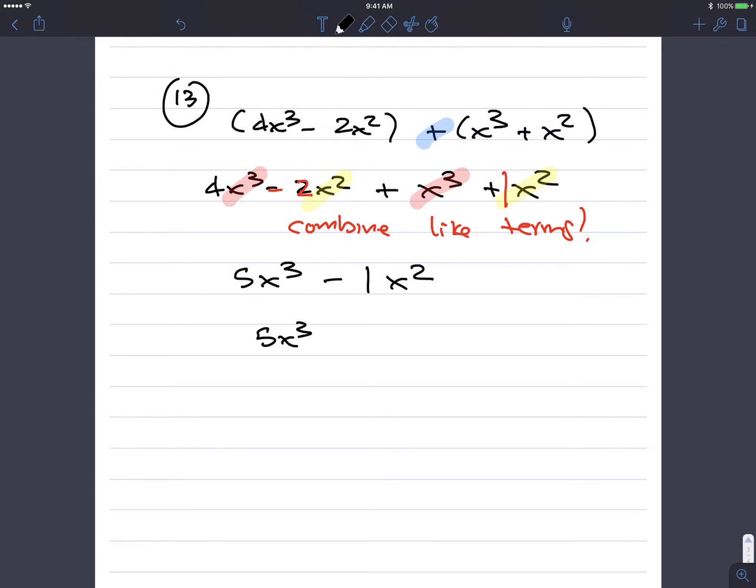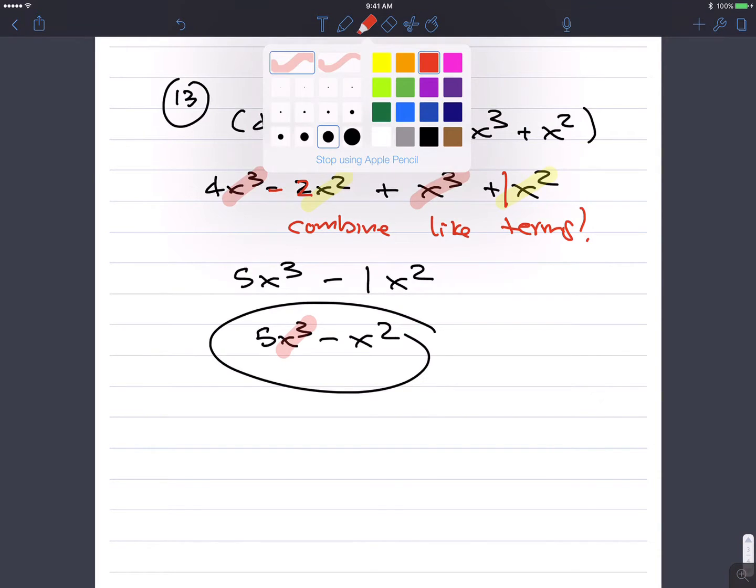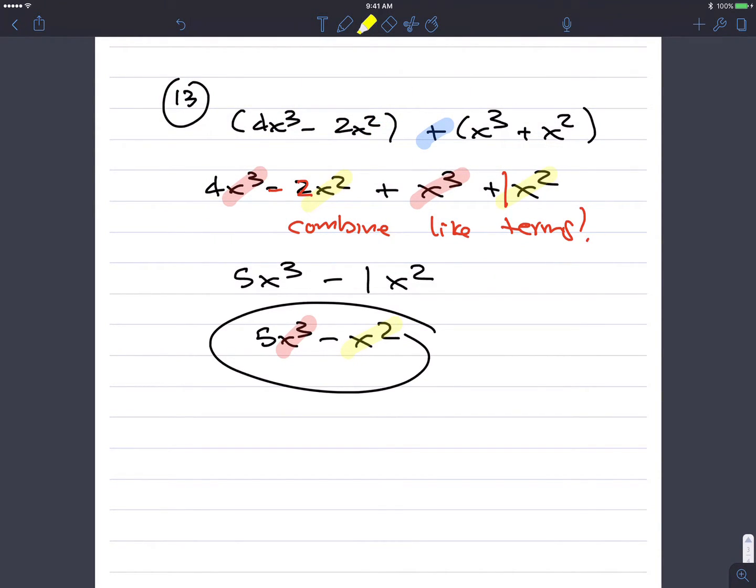If you're looking back at the book, they never put the negative 1 there. These terms here are not like, so we cannot subtract them. You're done.